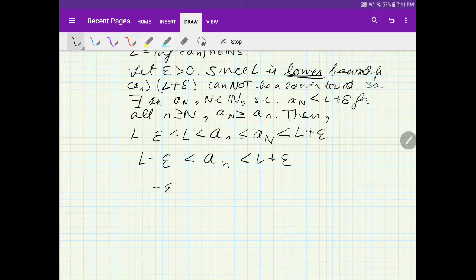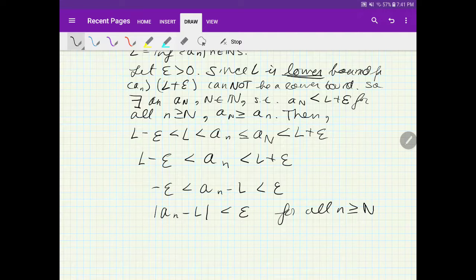A little bit of algebra brings us to negative epsilon is less than a sub n minus L, which is less than epsilon. And then with the properties of inequalities, we can write the absolute value of a sub n minus L is less than epsilon. And that's for all little n's that are greater than or equal to cap N.